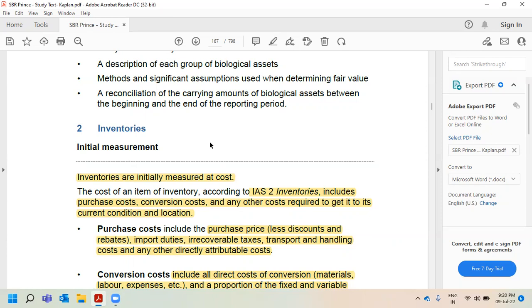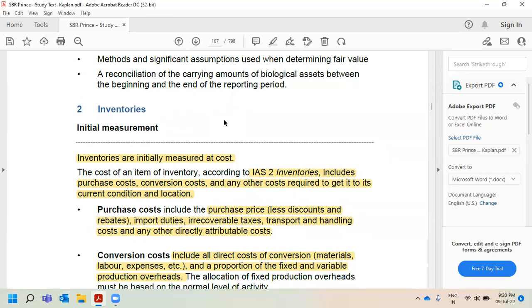Here we are covering IAS 2 Inventories. One more thing: while discussing this standard, I will take an example of one mango juice manufacturer. I think this is a good example to understand this standard.